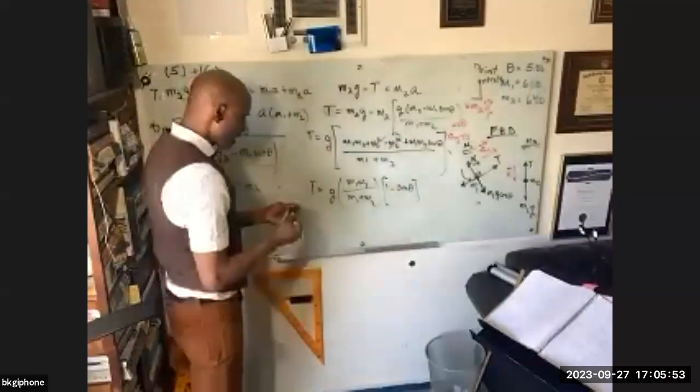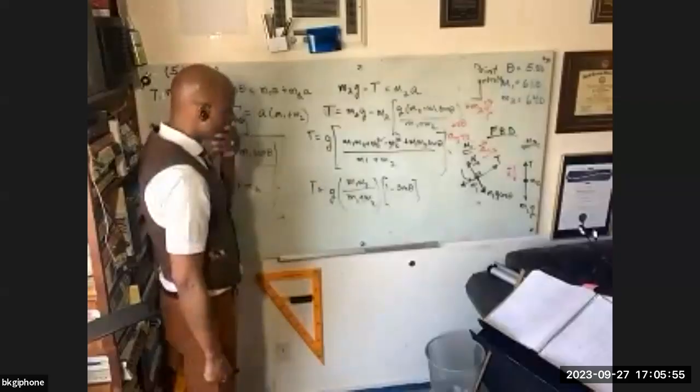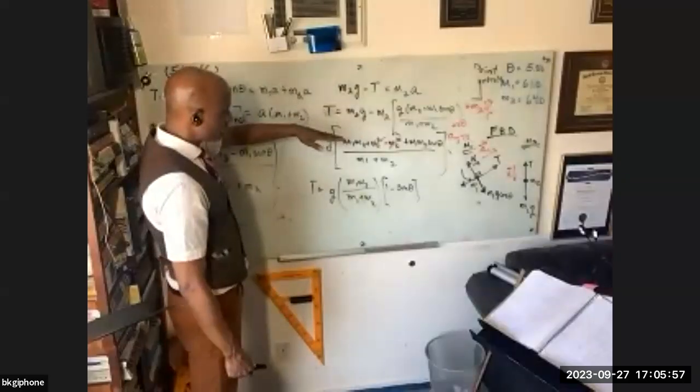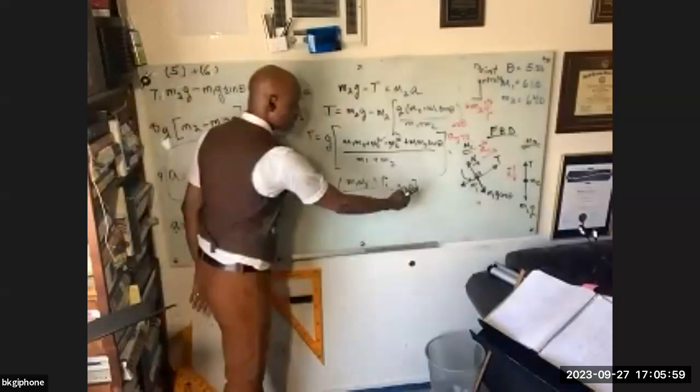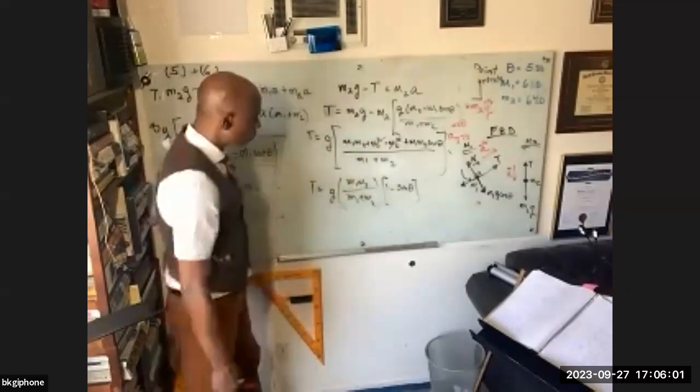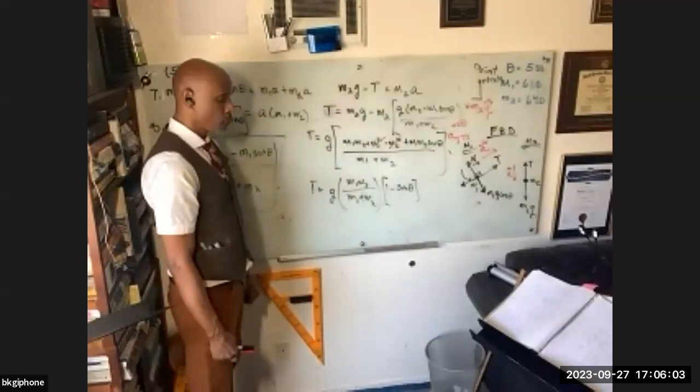And that's really cool because, again, you can look at the angle. When theta is 0 and it's flat, sine of 0 is 0. That just reduces to 1, and I'm back to the tension I had before.